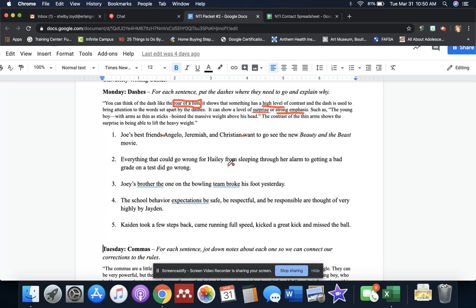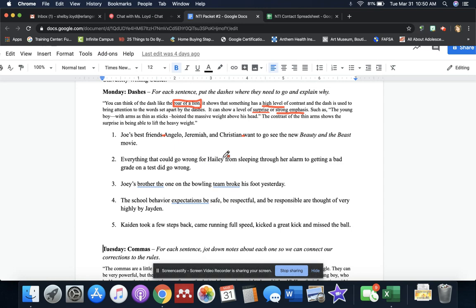Everything that could go wrong for Haley, from sleeping through her alarm to getting a bad grade on a test, did go wrong. So now we have to think about what we are trying to emphasize in this sentence. We know it's about Haley and how everything's going wrong. But we know back from the PowerPoint that dashes also separate things out. And now we know it's separating things that we are placing a strong emphasis on. So we want to emphasize all the things that went wrong with Haley. Okay? Everything that could go wrong for Haley went wrong.